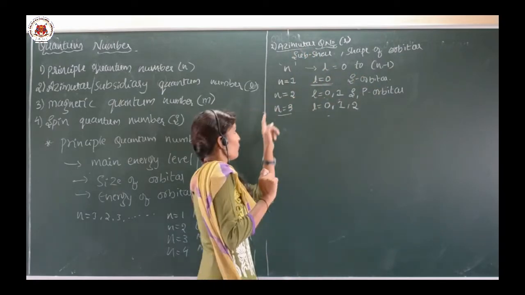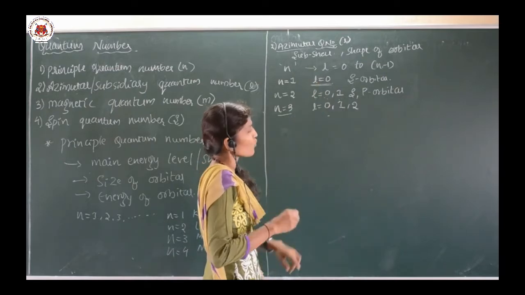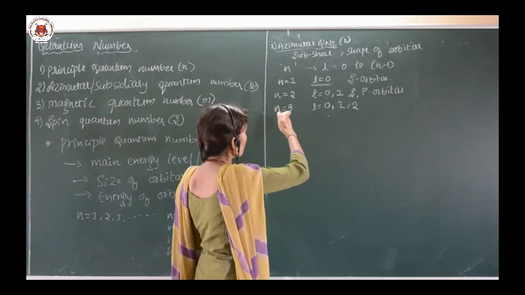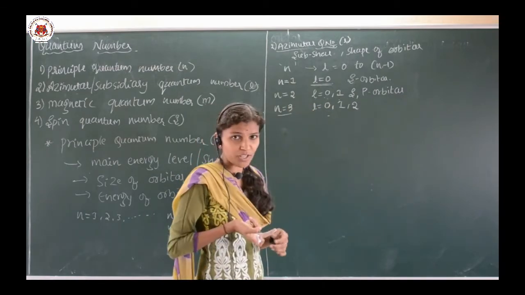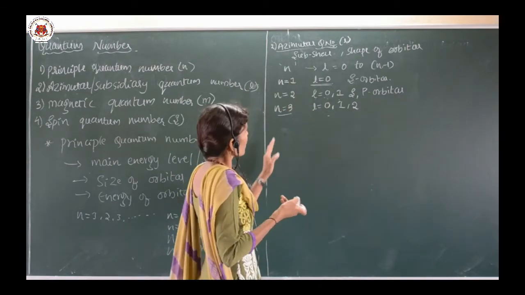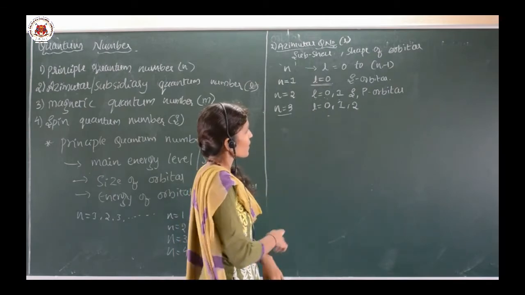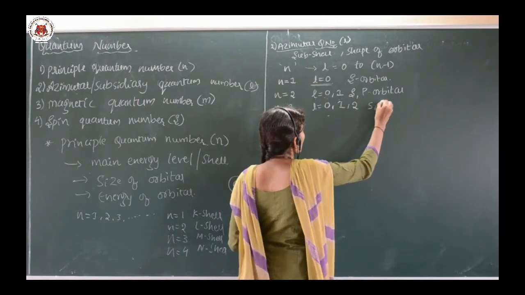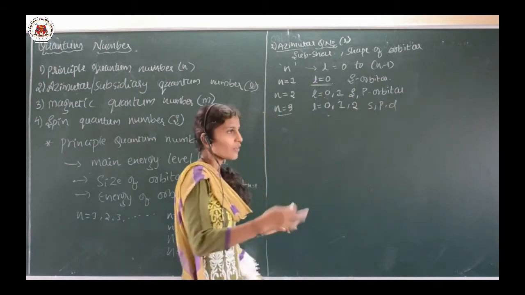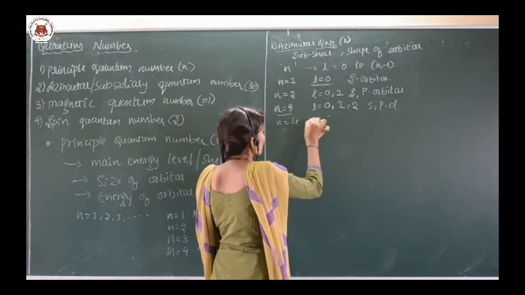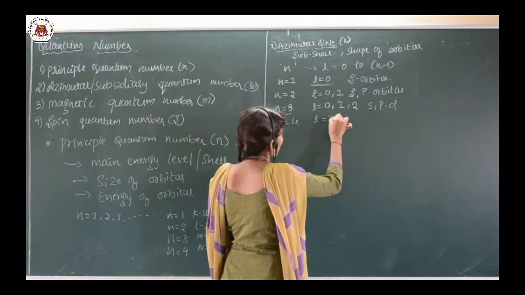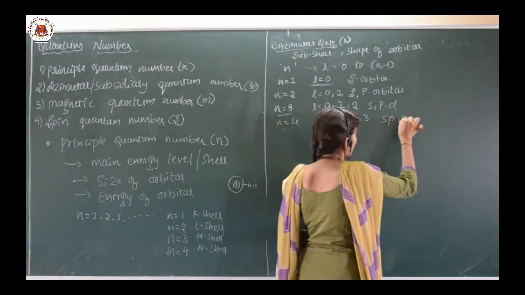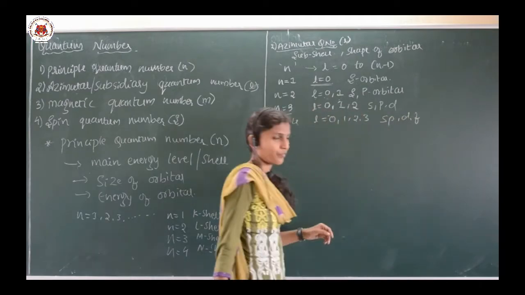So, if n is equal to 1, l is equal to 0, it acts as an s subshell, and if n is equal to 2, l can take the two values 0 and 1, which indicate s and p. If n is equal to 3, l can take the three values 0, 1, 2, which indicate s, p, d orbitals. If n is equal to 4, l is 0, 1, 2, 3, that is s, p, d, f subshells. Clear?